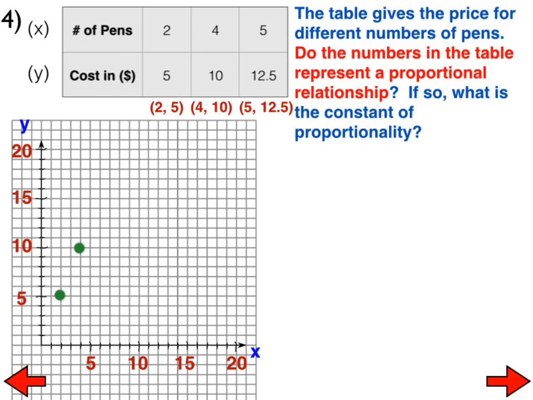2, 5, 4, 10, 5, 12.5. It is linear and it goes through the origin. So that is a proportional relationship. But the next question is this. If so, what is the constant of proportionality?